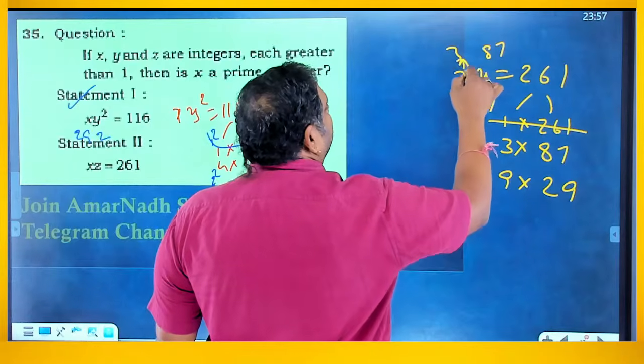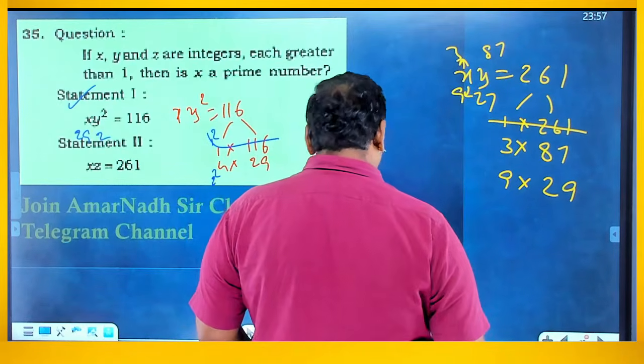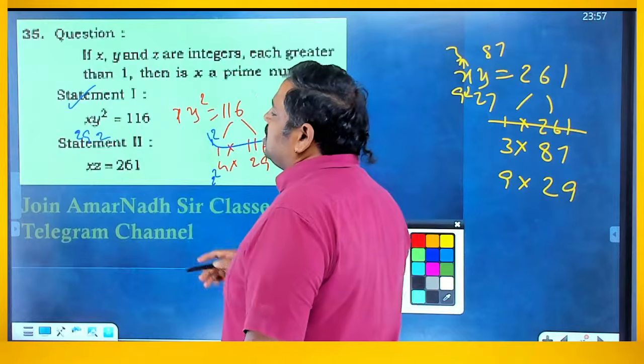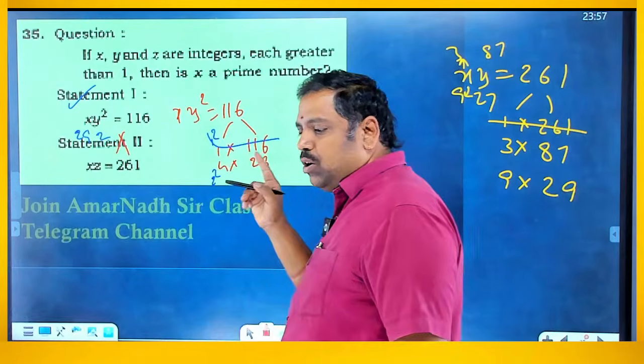In this case, x is prime. In this case, x is not a prime. So I can't assure that x is a prime number or not. That's why this is not sufficient. 1 alone sufficient, 2 alone not sufficient.